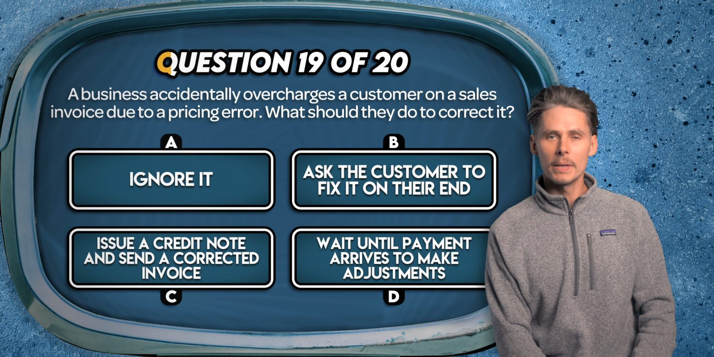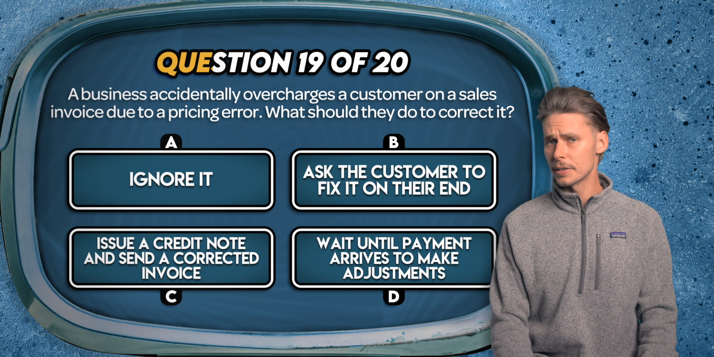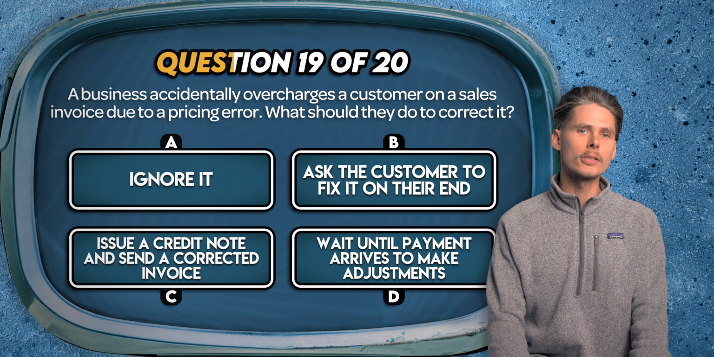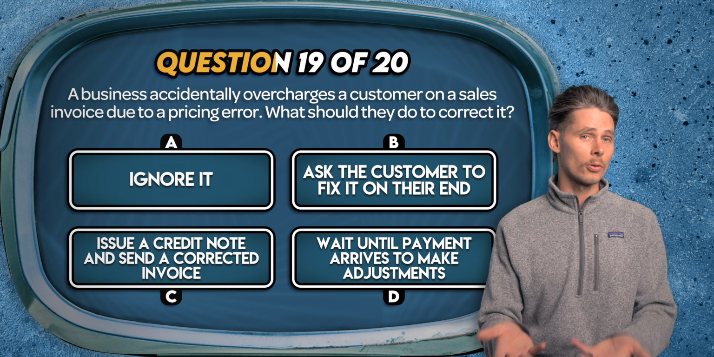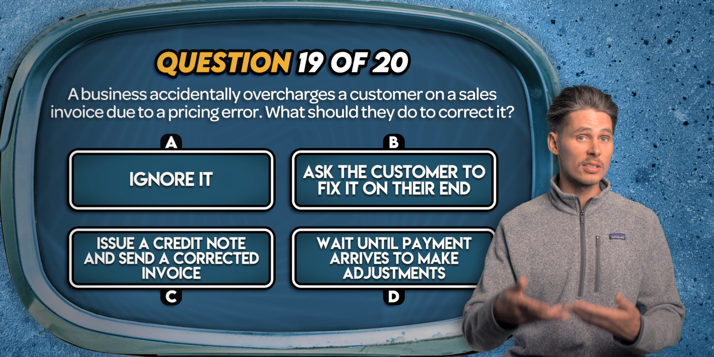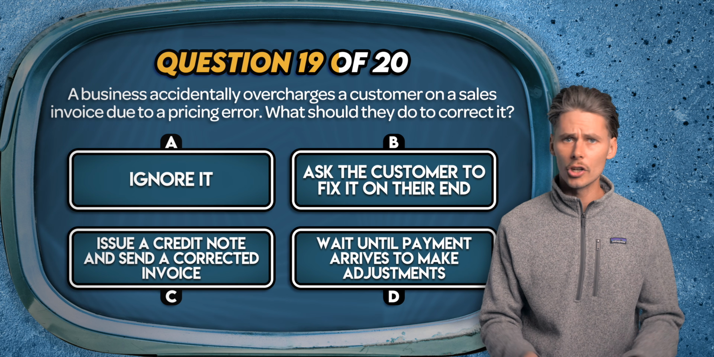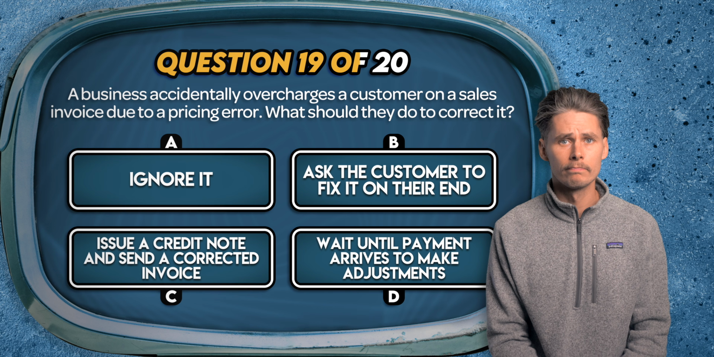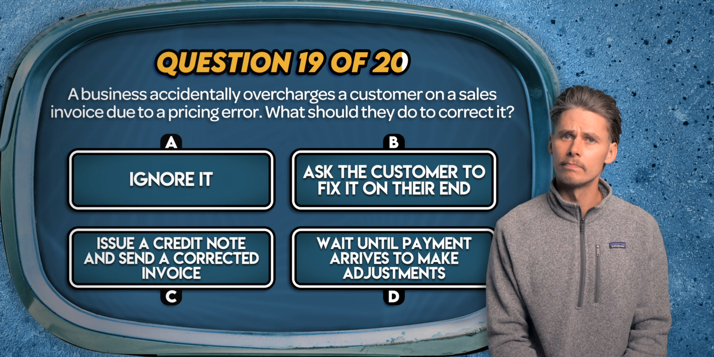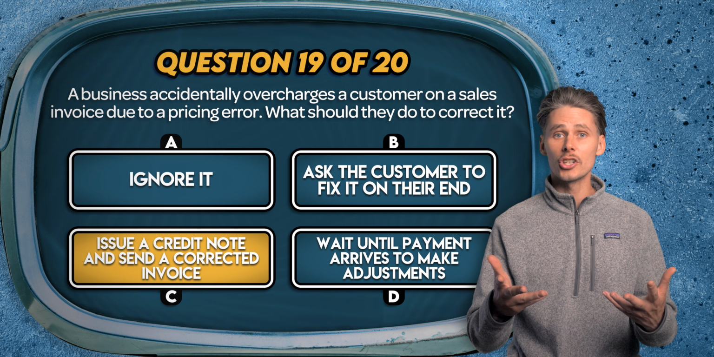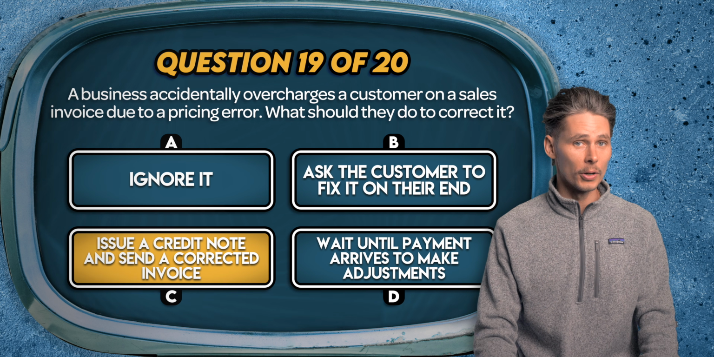Question 19. A business accidentally overcharges a customer on a sales invoice due to a pricing error. What should they do to correct it? Should they ignore it, ask the customer to fix it on their end, issue a credit note and send a corrected invoice, or wait until the payment arrives to make adjustments? It's C. They should issue a credit note to reverse the incorrect amount and then send a corrected invoice.